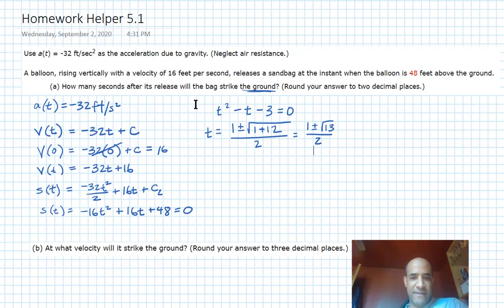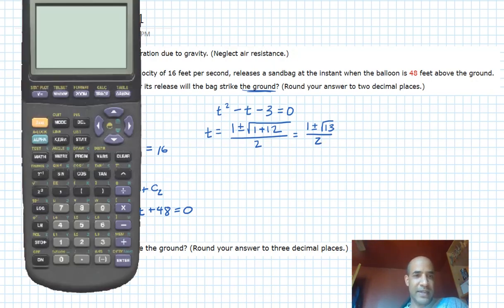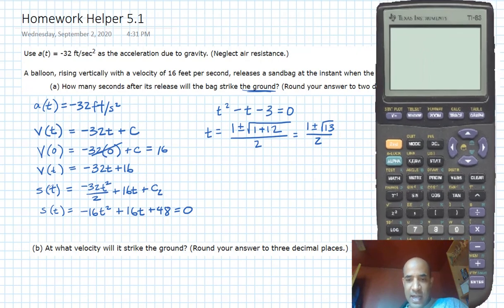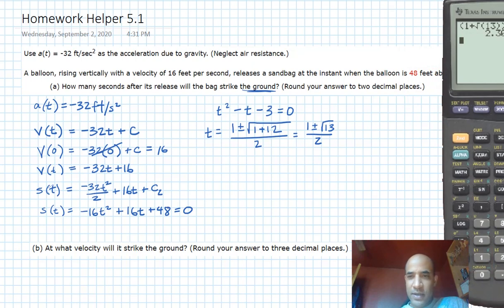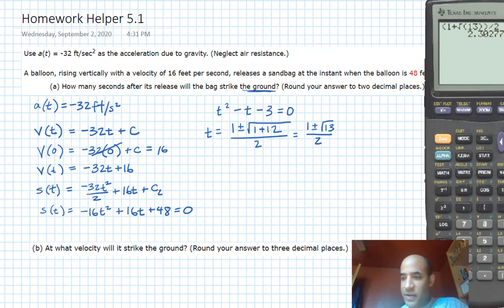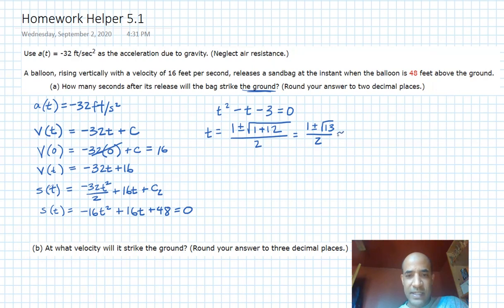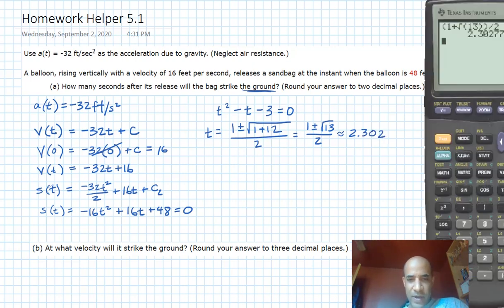And putting those two values into the calculator. Okay, here's my calculator. Let me move it over here so you guys can see it. Let's say in parentheses I've got 1 plus the square root of 13, all of that divided by 2. And that gives me approximately 2.30. Maybe I'll use more decimal places than that. Okay, what I've got is approximately 2.302.